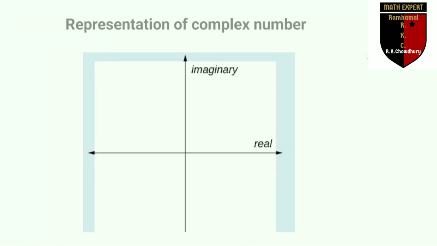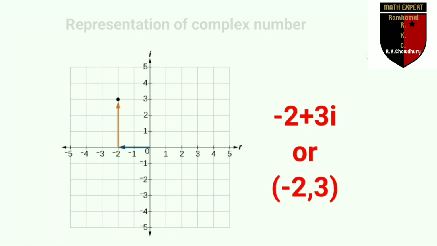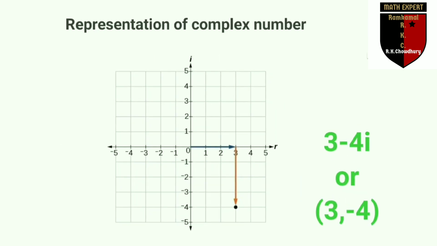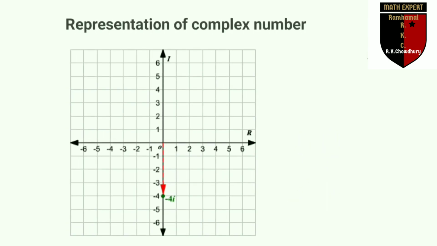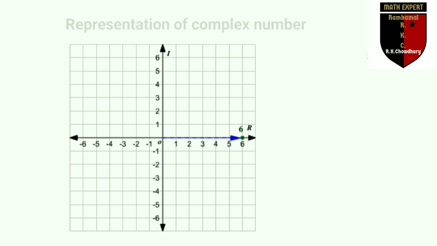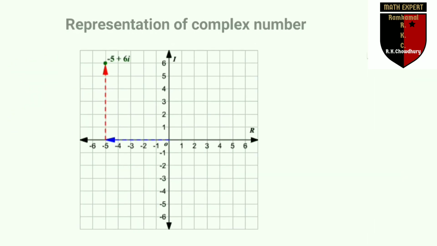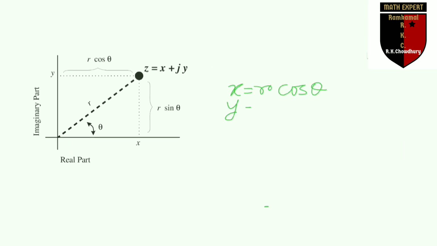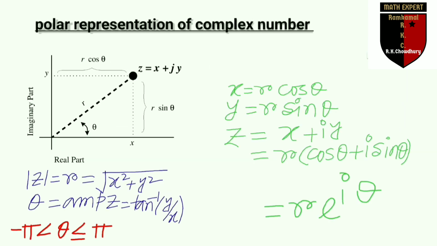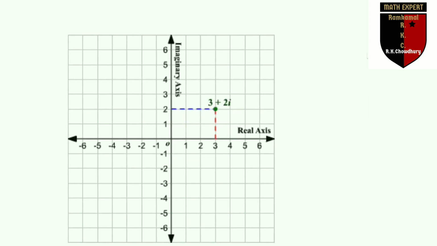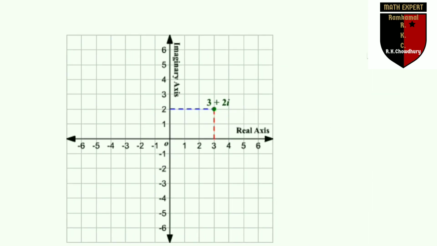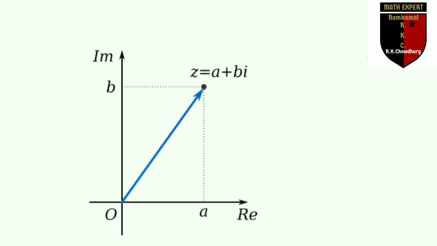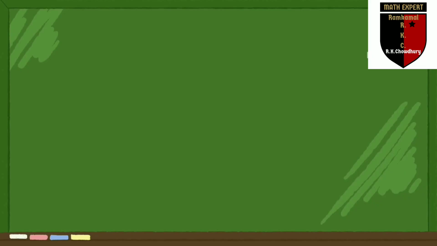The complex plane or Argand plane is the plane formed by the complex numbers with a Cartesian coordinate system such that the horizontal x-axis, called the real axis, is formed by the real numbers, and the vertical y-axis, called the imaginary axis, is formed by the imaginary numbers. The polar form of a complex number z equal to x plus iy with coordinates (x, y) is given by z is equal to r e to the power i theta, where minus pi less than theta less than or equal to pi.